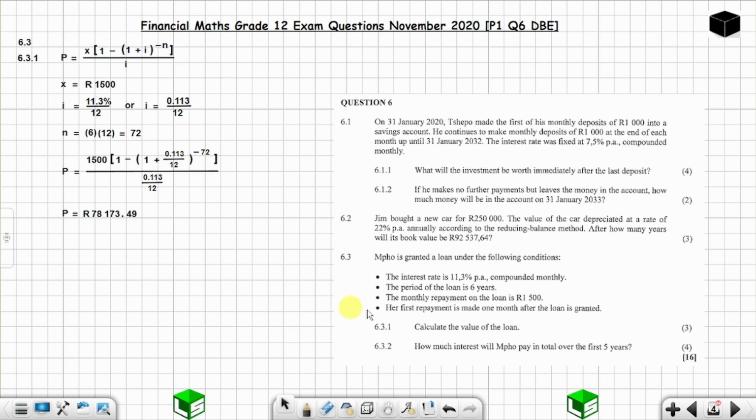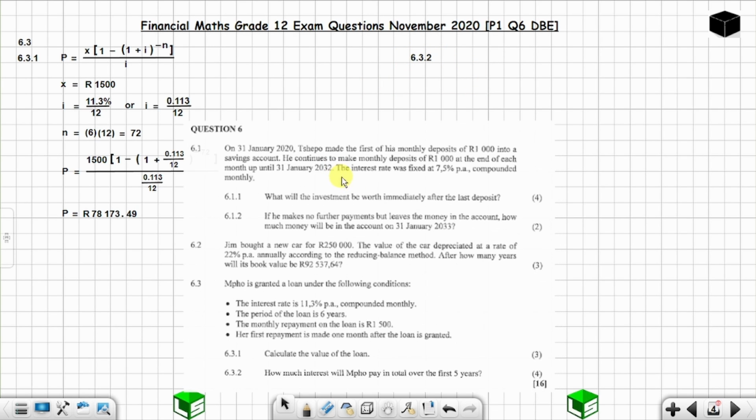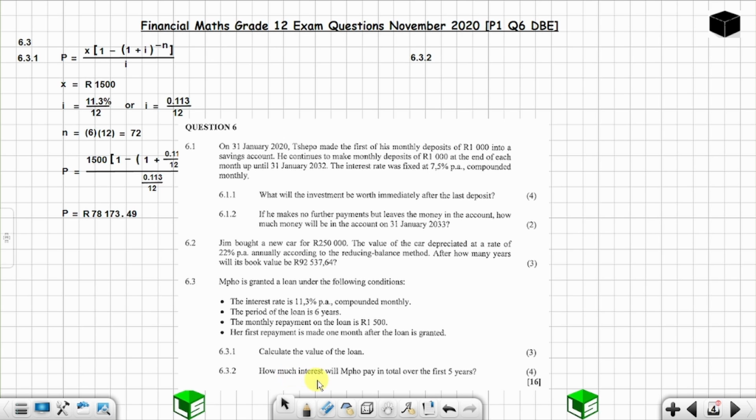Now question 6.3.2. How much interest will Paul pay in total over the first 5 years? Over the first 5 years, how much interest will Paul pay? She's paying this. Let's calculate how much she's paying for 5 years. This is what she's paying per month.